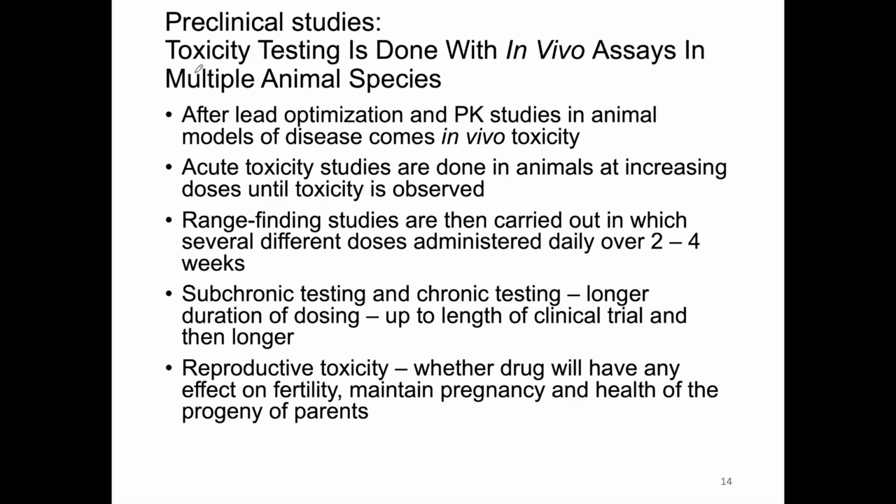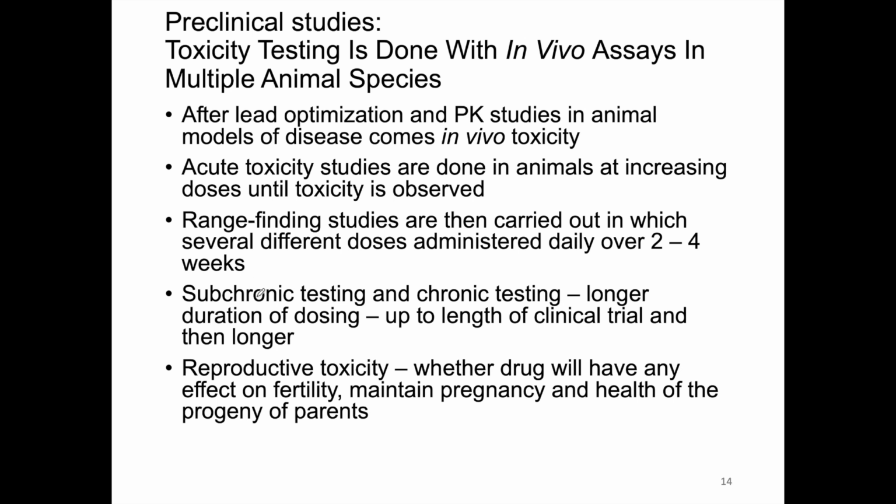Those preclinical studies, the toxicity testing is done with in vivo assays and then subsequently in multiple animal species. So you do lead optimization and pharmacokinetic studies in vivo, or after in vitro studies. You do acute toxicity studies in animals at increasing doses until you see what that toxicity level is. And then you do range finding studies to confer different doses over longer periods of time.